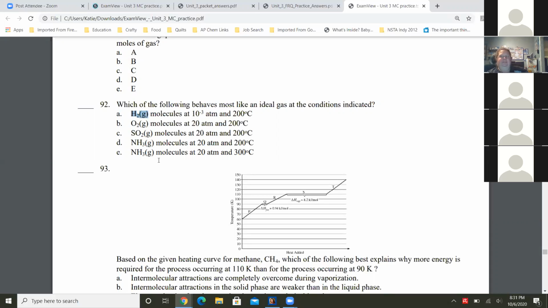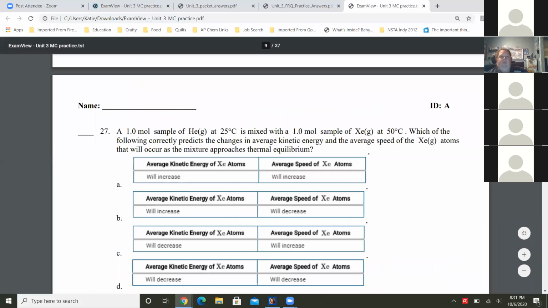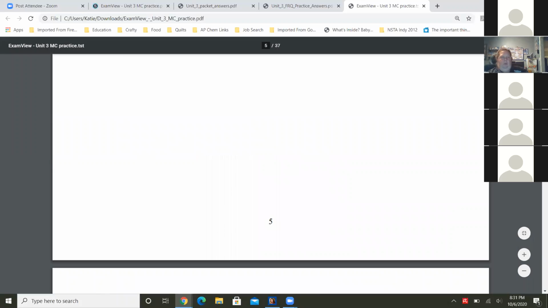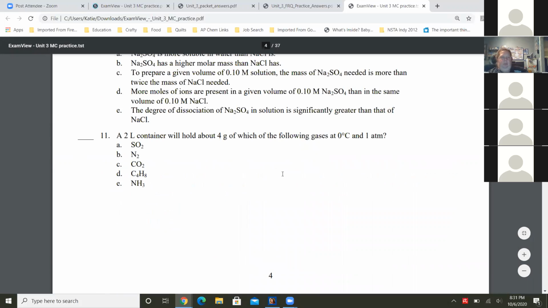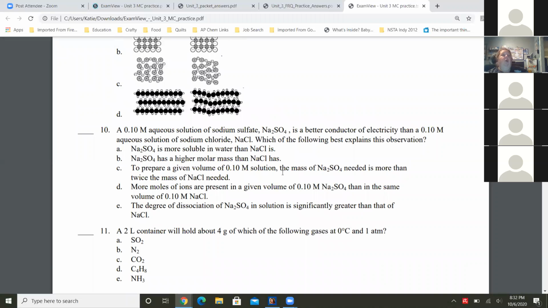I had a question about number 10. I'm just confused about the reasoning behind it. Okay. Way back up to number 10. Oh, okay. So they tell us that sodium sulfate is a better conductor of electricity than sodium chloride when they're dissolved in water.